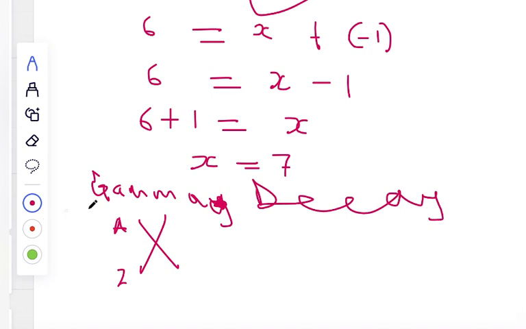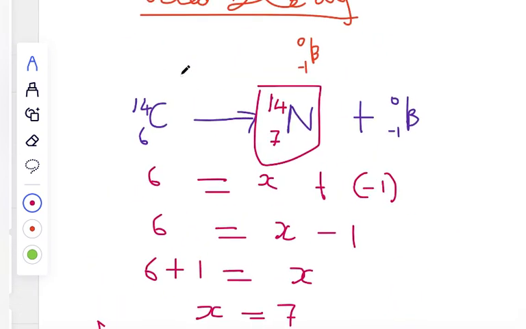Gamma decay. In the case of gamma decay, let's just use symbols. This is the parent nuclei. Like in this one, this is the parent, even if I did not write it, because I've already shown it. And this is the daughter nuclei, the product that is formed, and this is the radiation that is emitted.